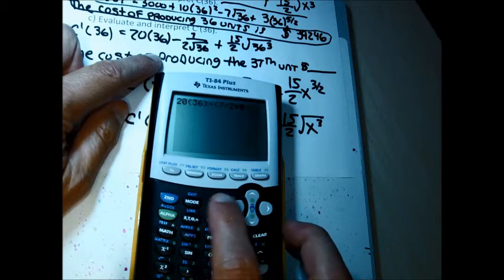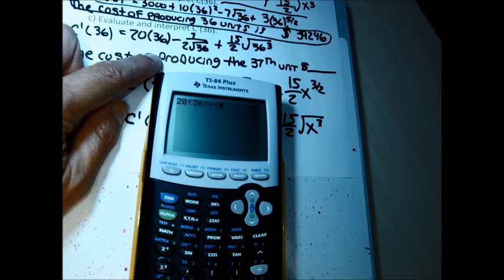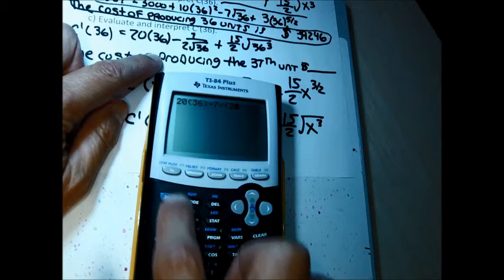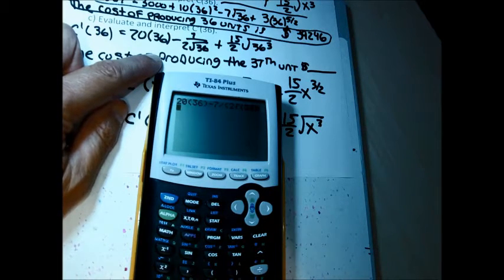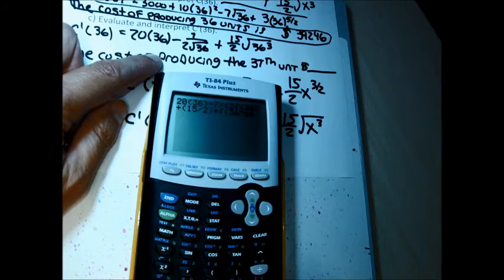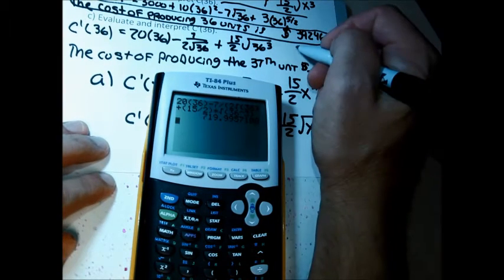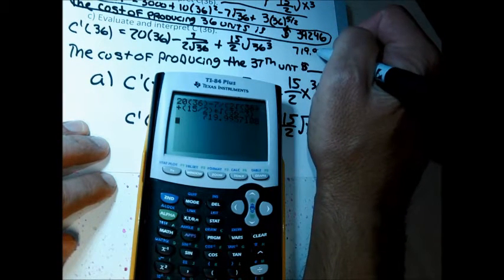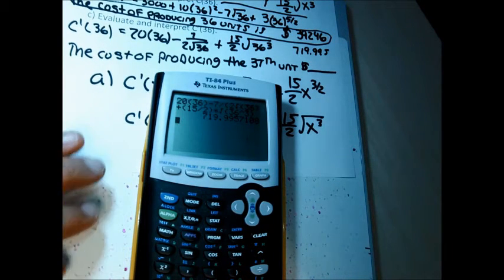This calculator is really nasty when it comes to doing fractions like this. So it's 7, that's why I don't like doing this, 7 divided by parentheses 2 second square root of 36. The whole denominator needs to be in parentheses, plus parentheses 15 divided by 2 times second square root of 36 up arrow 3. And I get 719.99. I get $720, so that would round up.